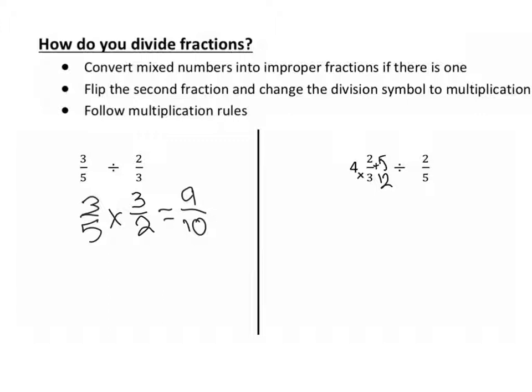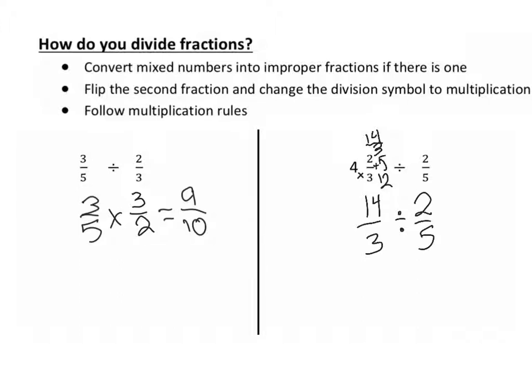So now we have 12 plus 2, and that gives us 14. We just put it right back over the same denominator. So our first fraction is 14 over 3. We're going to finish out rewriting the problem, divided by 2/5.